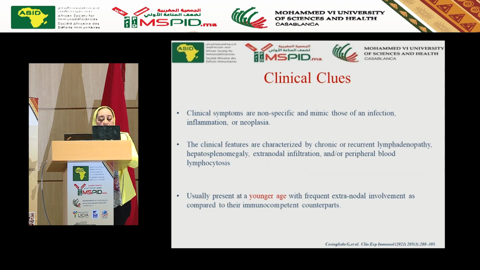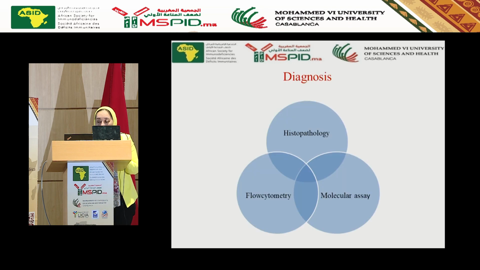So what are the clinical clues? Unfortunately, there are no clear guidelines or clinical clues that can differentiate, in a patient with a benign lymphoproliferation, whether he will have an underlying immune deficiency, except for the age. The younger age really should be considered a risk factor or an alerting sign that I should go deeper and see if there is an underlying immune deficiency in such a patient or not.